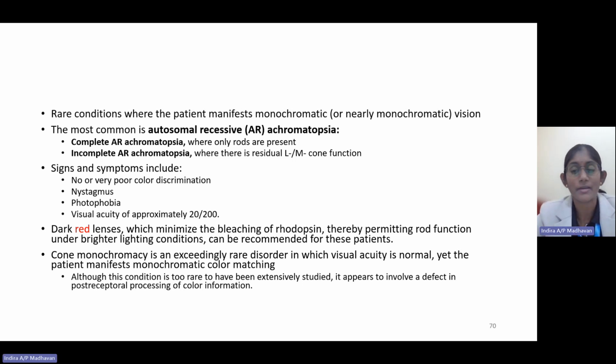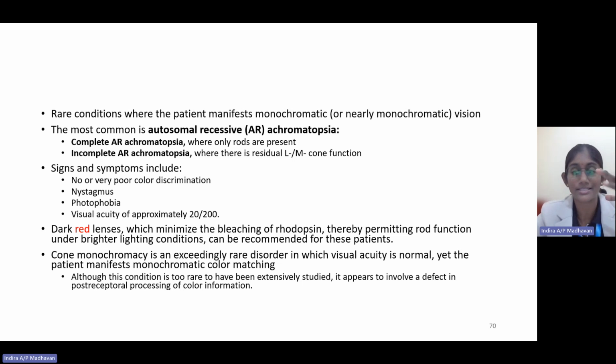So basically, this patient, how can we help them? Dark red lenses, which minimize the bleaching of rhodopsin, thereby permitting rod function under brighter lighting conditions, can be recommended for this patient. Again, when it comes to these tinted lenses, it is very much dependent on the patient. If they're comfortable, then only are we able to prescribe.